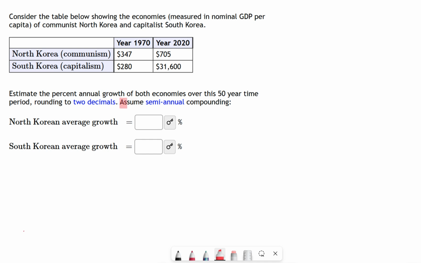And I'm going to assume, and this is a key point right here, I'm going to assume semi-annual compounding for my calculation of the growth rates. Now, there's two different kinds of compounding. You have continuous compounding and you have discrete compounding. This right here is discrete. So that has a particular formula that we have to use, and that formula is A equals P times 1 plus the growth rate, which we don't know, divided by n, which is the number of compounding events, to the power of nt. Okay, so now we're going to plug in the things we want from this table.